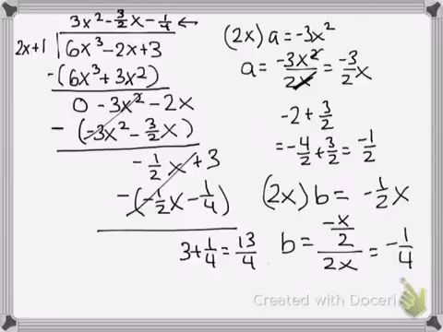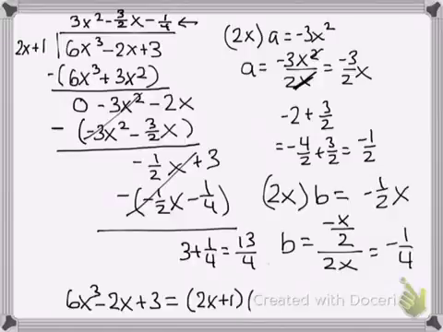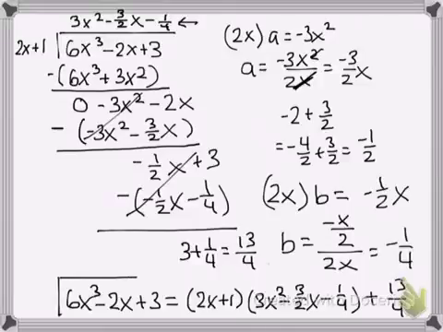And so the final way that I can write this, depending on which way you like to write it, I can write 6x cubed minus 2x plus 3 equals 2x plus 1 times 3x squared minus 3 halves x minus 1/4, plus 13/4. Or I can write it the second way.